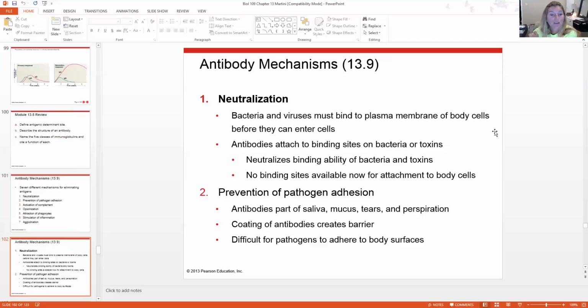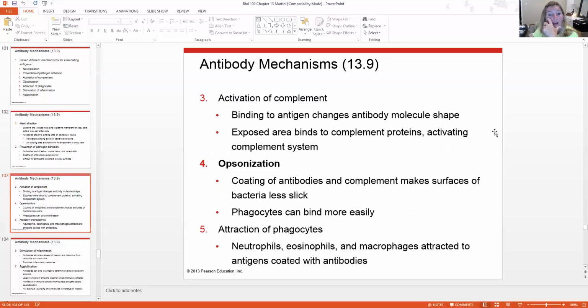You can prevent pathogenic adhesion. Basically, our saliva, mucus, tears, etc., are covered in antibodies to create a barrier. So this makes it difficult for pathogens to adhere to our body's surface.